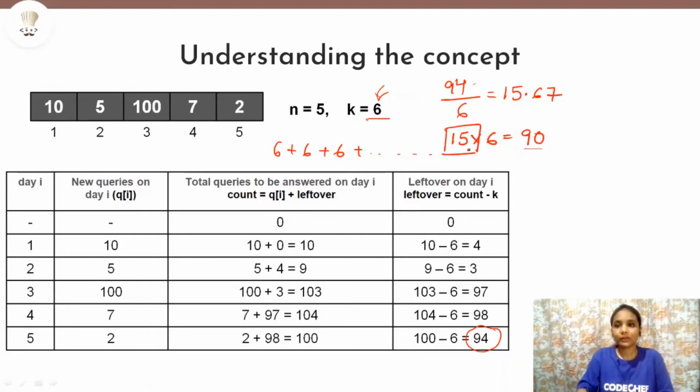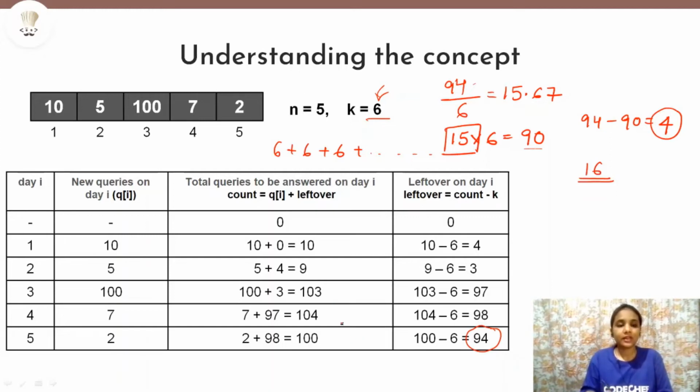So he can answer 90 queries in 15 days. Now what are the leftover queries? So 94 minus 90 equals 4. We still have 4 queries left. So now these 4 queries are less than the maximum number of queries that chef has to answer. So what we can say, that on the 16th day, if we calculate only for the leftover queries, chef will get a chance to answer less than k queries.